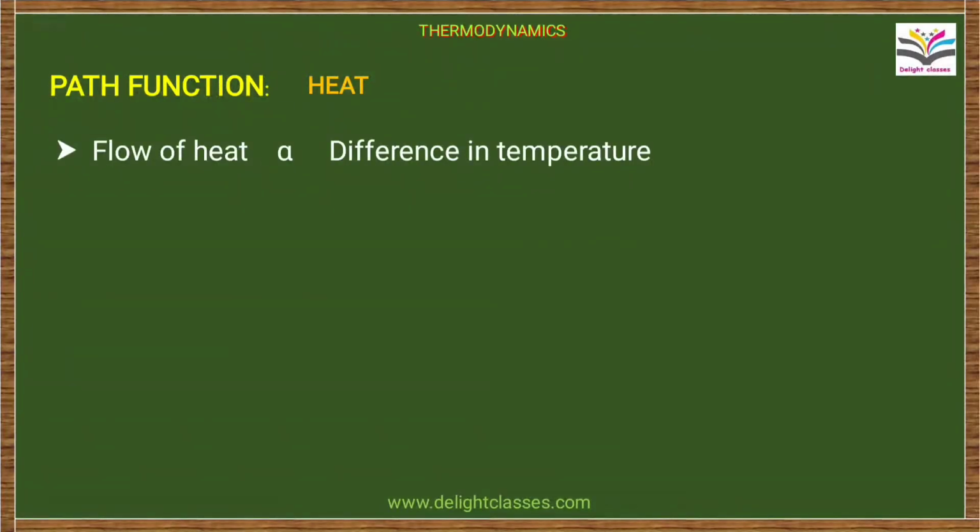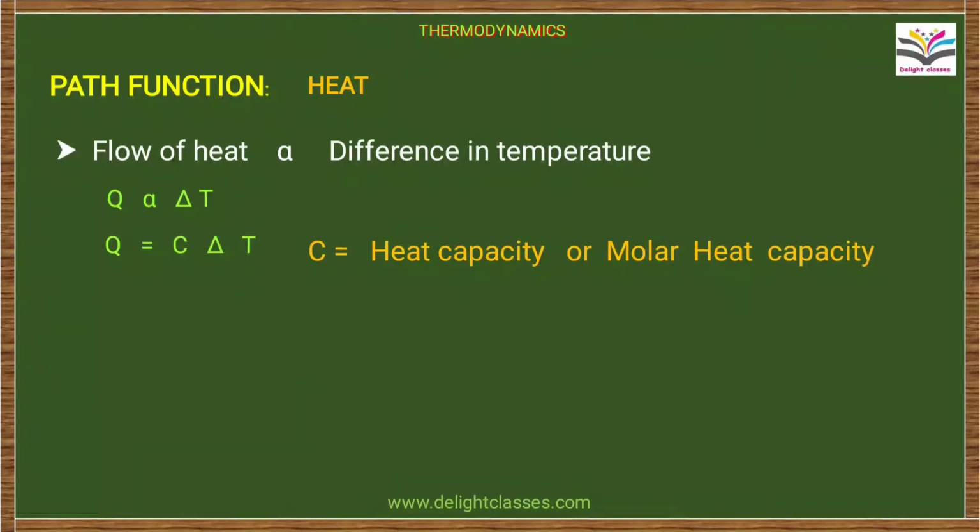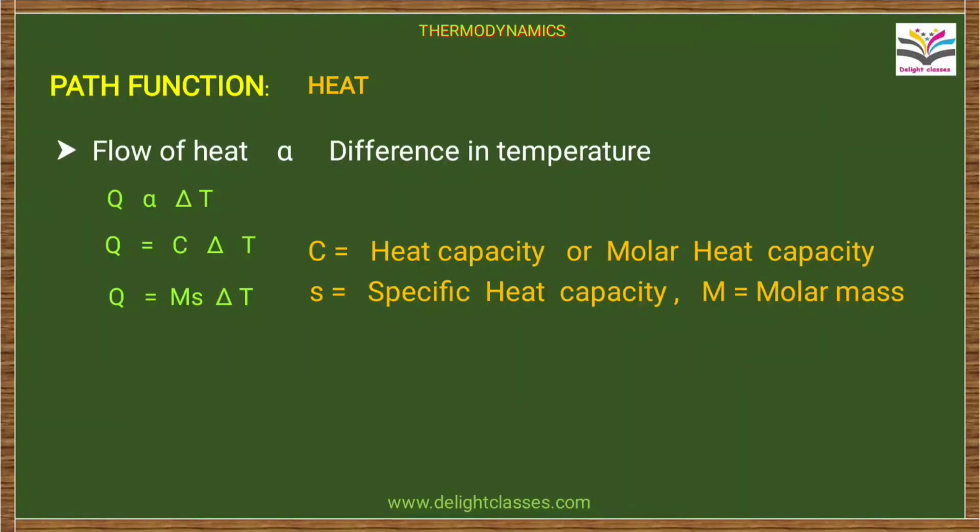Heat. Flow of heat is directly proportional to difference in temperature. Q directly proportional to delta T. Q is equal to C delta T, where C is equal to heat capacity or molar heat capacity. Q is equal to m s delta T, s is specific heat capacity, m is molar mass.